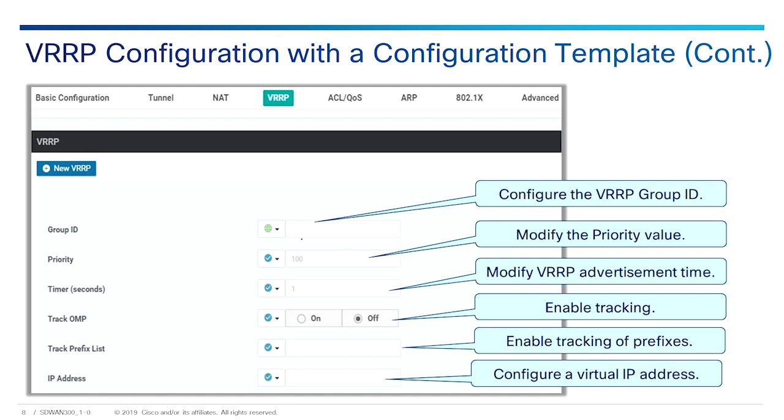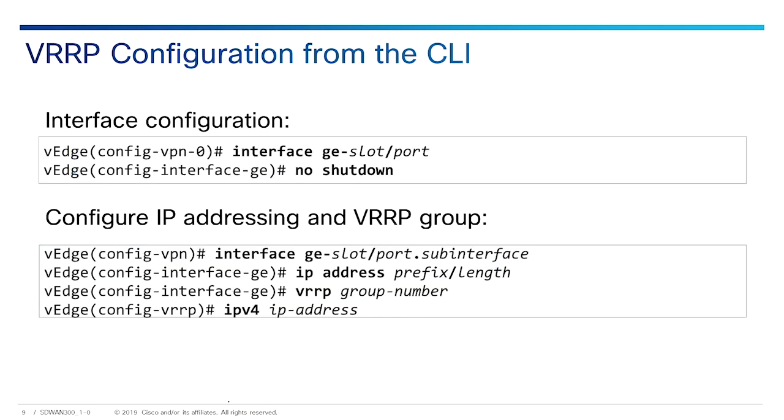We can set up our timers as well. And then we can take WAN side connectivity into account for VRRP by tracking an interface. And then we configure a virtual IP address. And then click Add when finished.